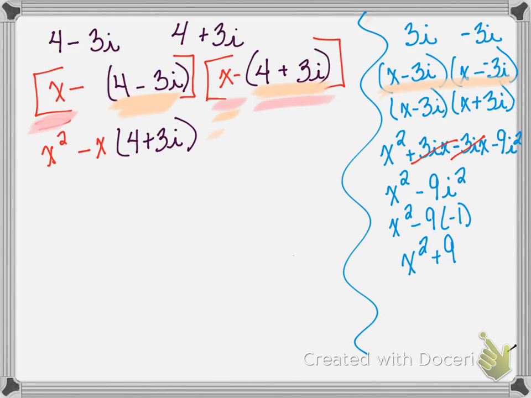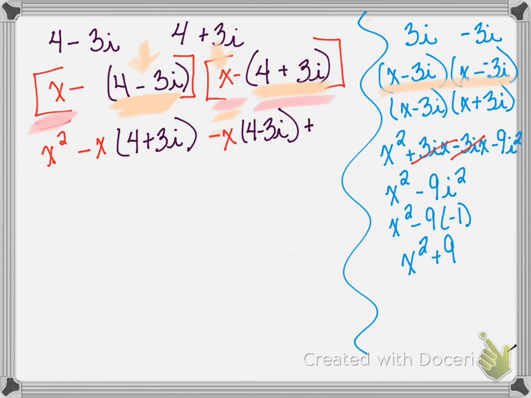So I am going to write down negative x, and I have got that times 4 minus 3i. Okay, so what I've done there is I have taken this as an inner term, and I have multiplied it times this inner term. Now I am going to multiply my last. Now, if you look, I have a negative and a negative. That is going to make it a positive.